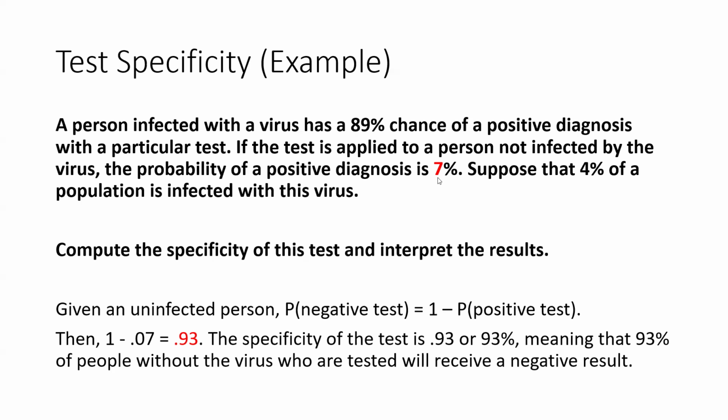So this would be a false positive right there. So the test is applied to a person not infected, but they get a positive diagnosis of 7%. That would be a false positive. So the rate of a false positive in this case is 7%. So let's compute the specificity of the test and interpret the results.